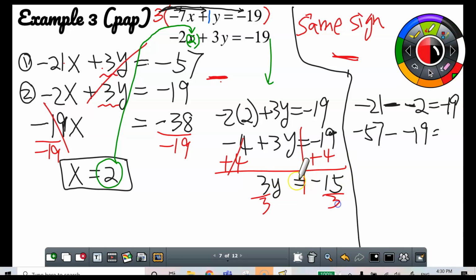Finally, divide by 3. And that's it. Okay, so this example tells you if at the beginning you don't see the same number in front of x or in front of y, you create the same number by multiplying some number to one of the equations. And when you get the new equation, look for what you're going to do between the two equations. Okay?